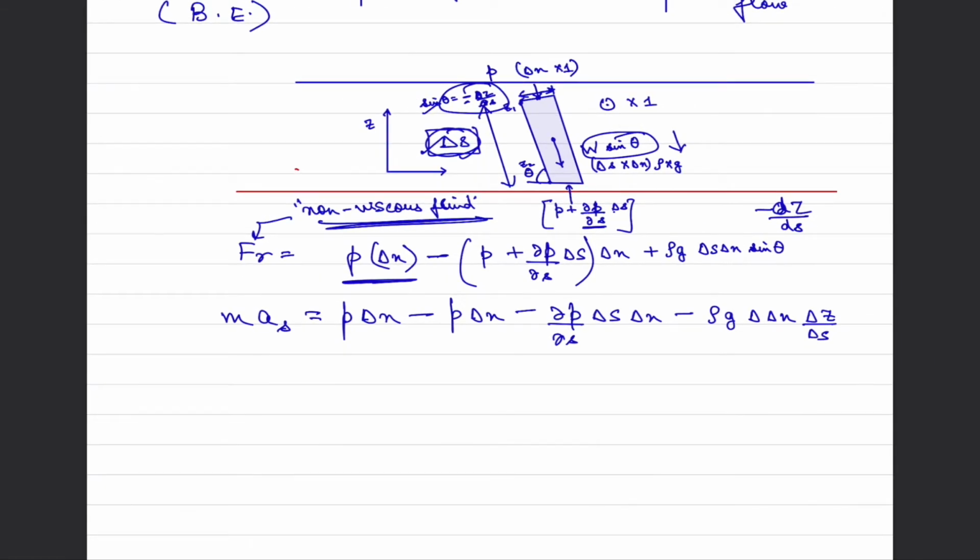Now, the mass of this particular element can again be written as, just to avoid confusion, del n into del s multiplied by rho multiplied by a_s.